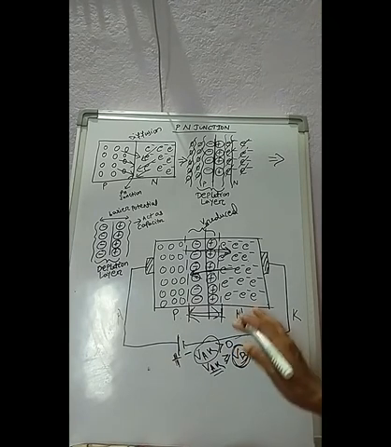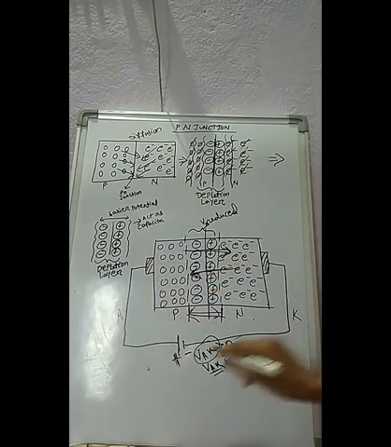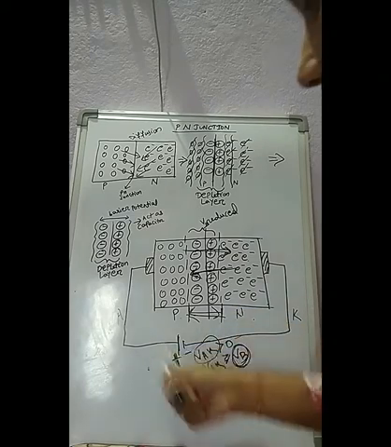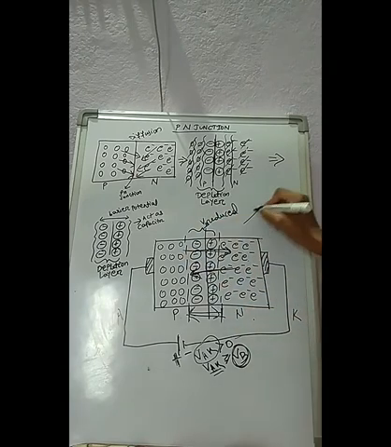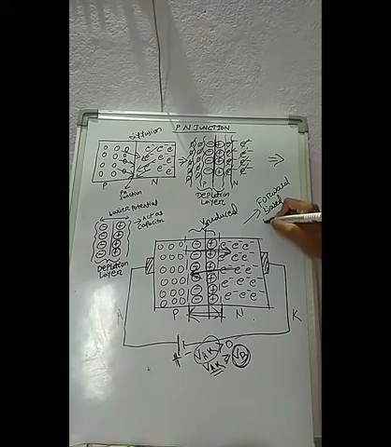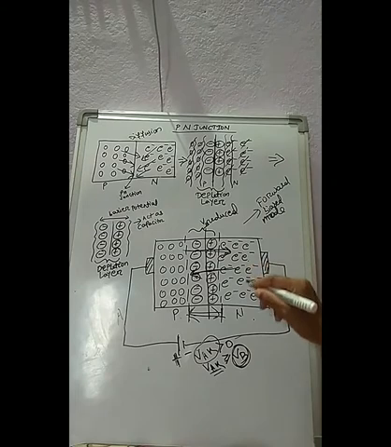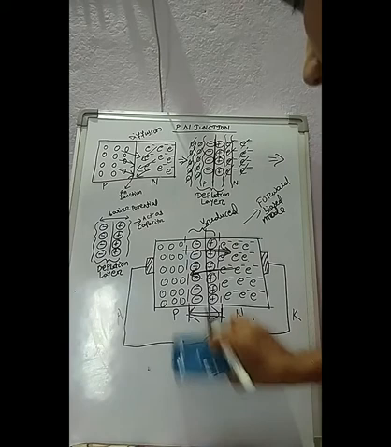Understood? This condition of applying an external voltage source to this P and N layer is the biasing process, and this is known as forward biased mode. Okay, this is the forward biased mode. Understood?